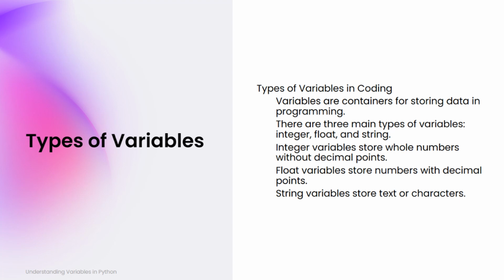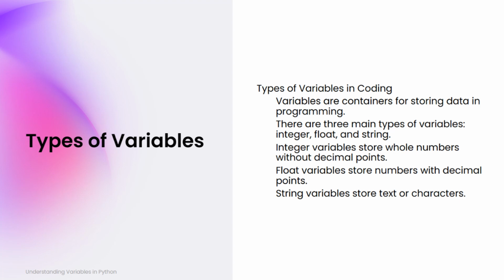Now let's touch on the types of variables. There are three main types of variables: integers, floats, and strings. Integer variables store whole numbers without decimal points. No decimals, and no negative numbers, only whole numbers. That is what we call an integer.